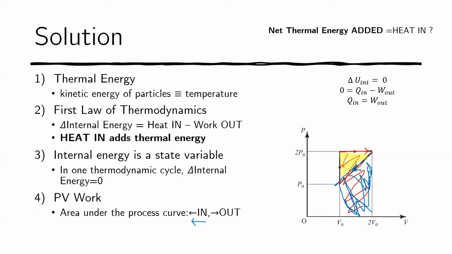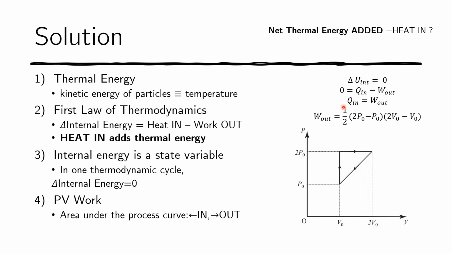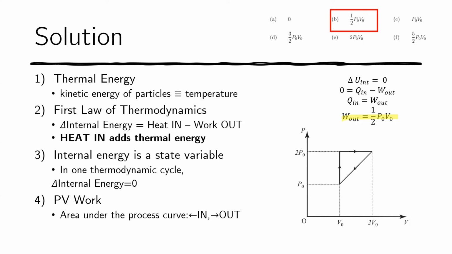So we just need to find the area here. But we can do that area from geometry, right? Because that's just a triangle there. And so we use 1/2 base times height. So this is base and this is height, right? The base would be 2V sub o minus V sub o, so that's just V sub o. And height is just 2P naught minus P naught. And 1/2 base times height is the area of this triangle. And so that is just equal to this quantity, 1/2 P naught V naught, which is this answer here.